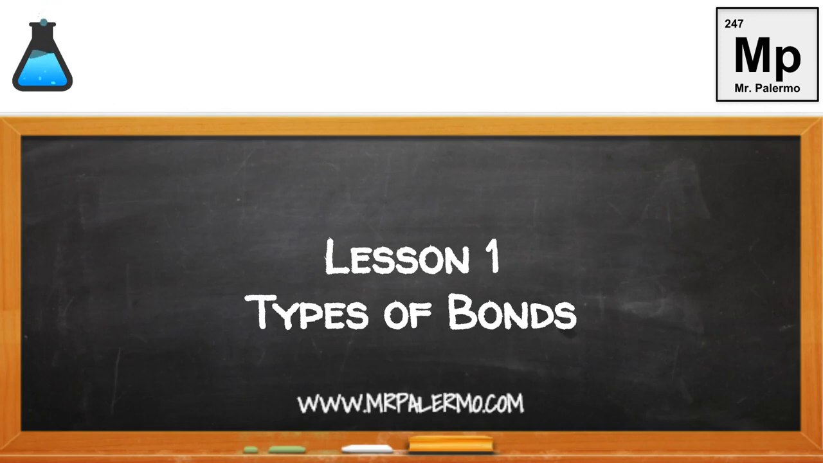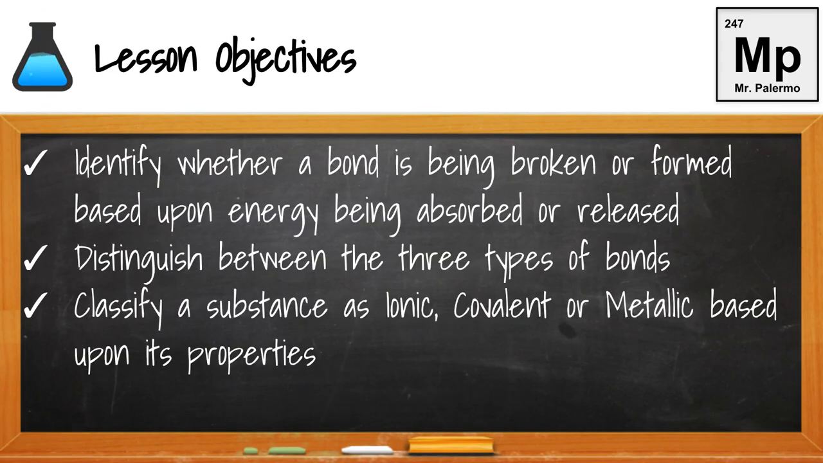Welcome to Lesson 1, Types of Bonds. Our lesson objectives: identify whether a bond is being broken or formed based upon the energy being absorbed or released, distinguish between the three types of bonds, and classify a substance as ionic, covalent, or metallic based upon its properties.